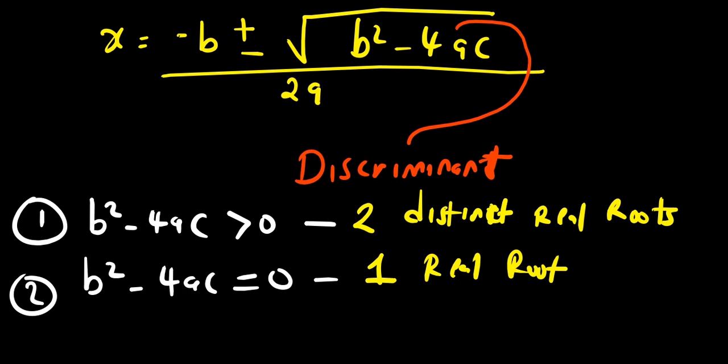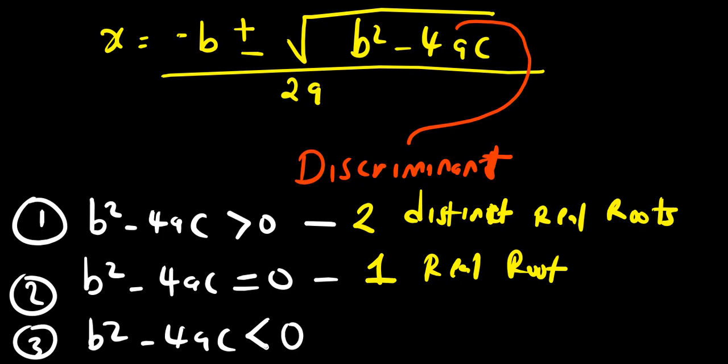root. Okay, now the third condition is when your discriminant b squared minus 4ac is less than 0, those are negative numbers. So that will mean that you will have two complex roots. So this is worth mentioning as we are going to be doing this topic.